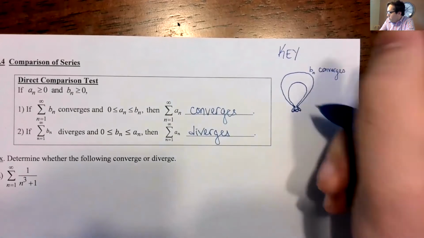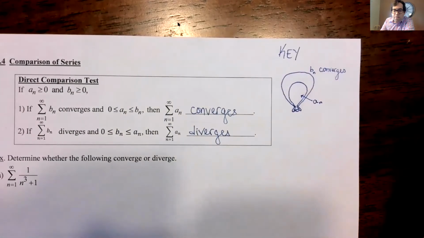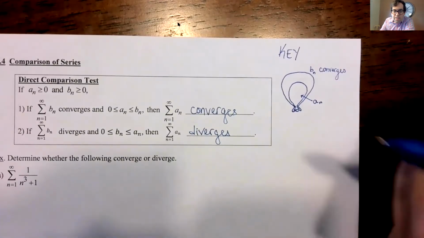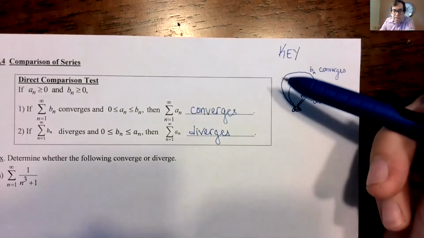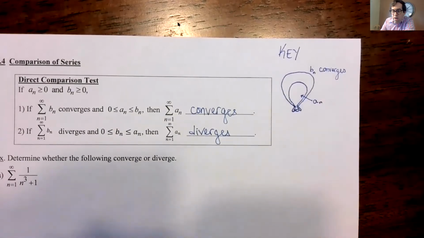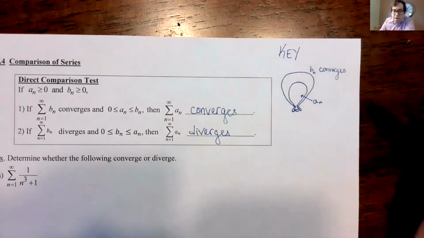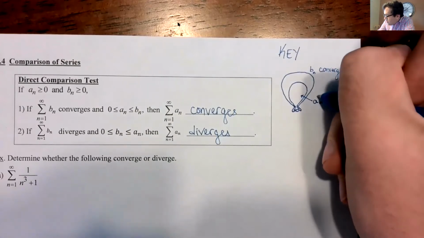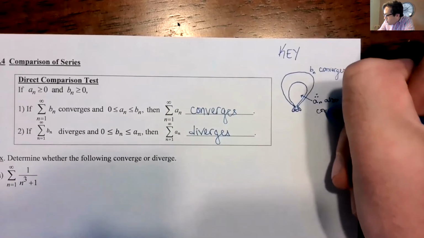So if A sub n is always smaller than B sub n, is it possible that this sum, A sub n, could be infinity? No, because B sub n is not infinity. It's a finite number. A sub n is smaller, so it can't grow infinitely, or else it would pop outside of the B sub n balloon, right? So if B sub n converges, I'm going to say therefore A sub n also converges.